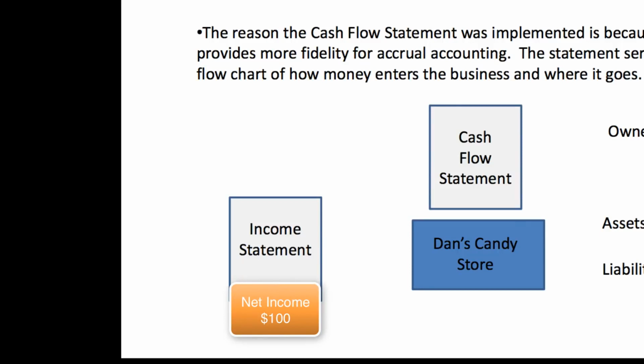At the top of the income statement is going to be the revenues, and at the bottom is going to be the net income or the profit. Okay, so that $100 of profit flows into Dan's Candy Store. That's the profit that he made. And so that income statement would capture that.